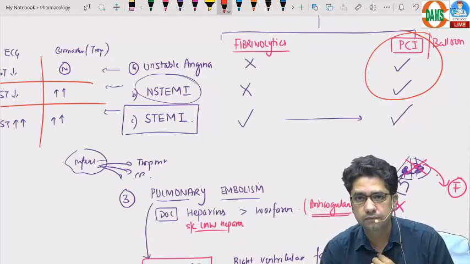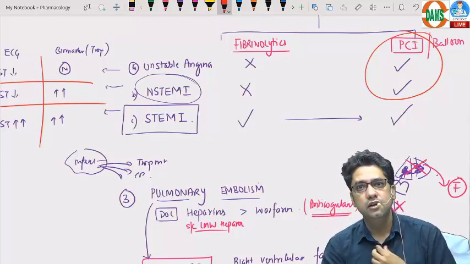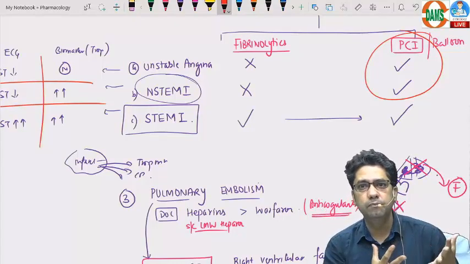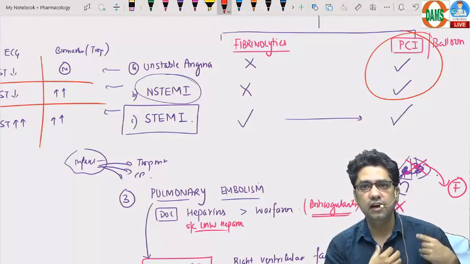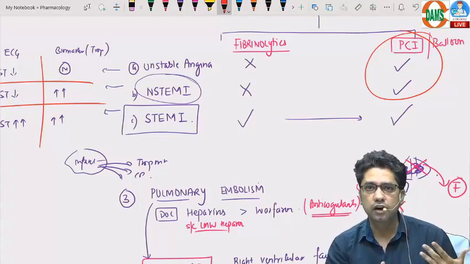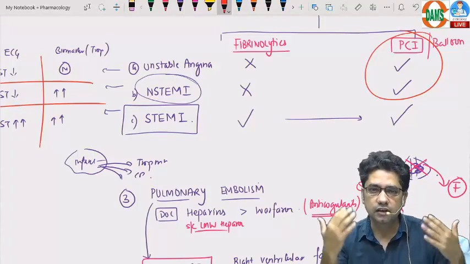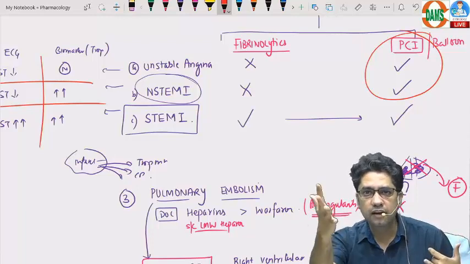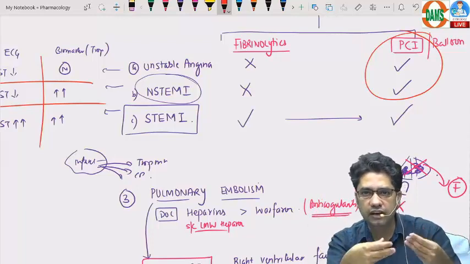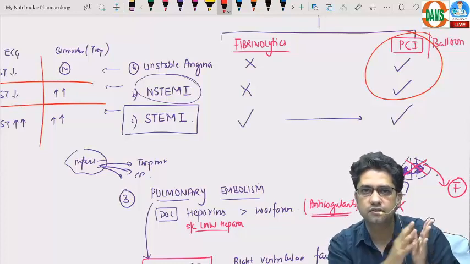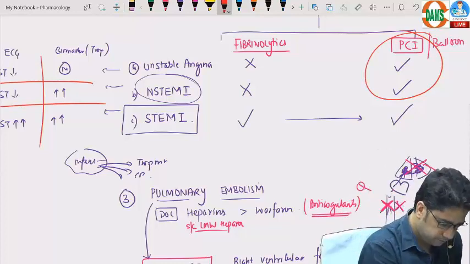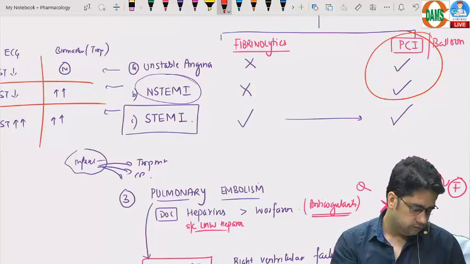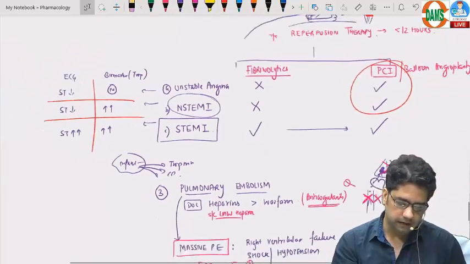But STEMI is dangerous, sir. Patient can go into ventricular fibrillation. Patient can have acute cardiac tamponade, ventricular aneurysm, sudden cardiac arrest. Patient can die within seconds. You don't have time for PCI. We will very rapidly start fibrinolytics. Okay? Done? Done.